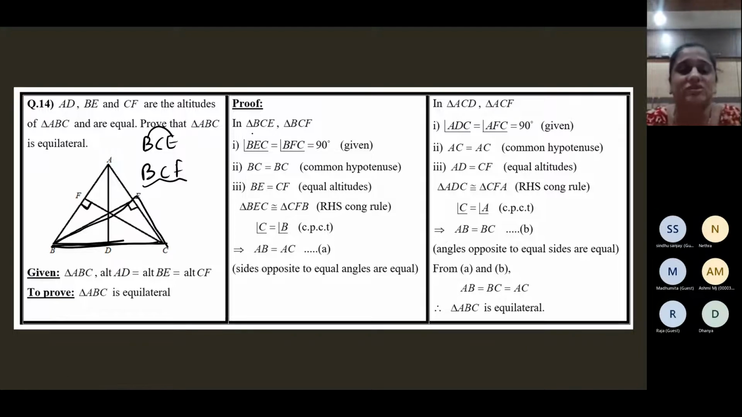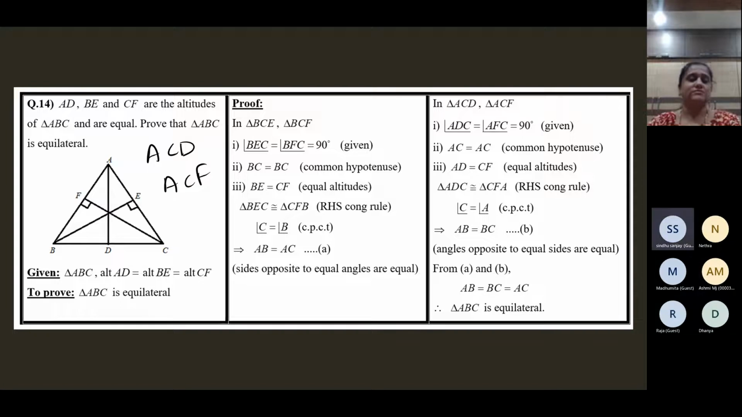So we choose the triangles like this. BCE, BCF. With respect to the side AC, which are the two triangles? ACD, ACF, isn't it? Yes, ma'am. ACD, ACF.